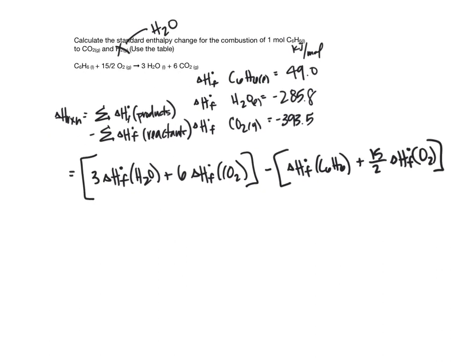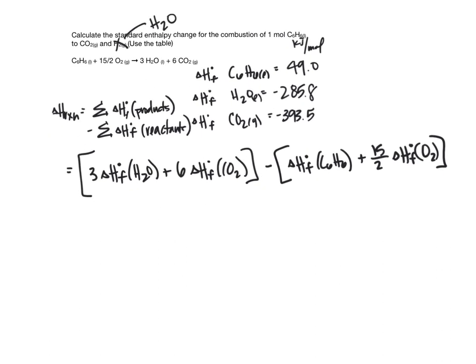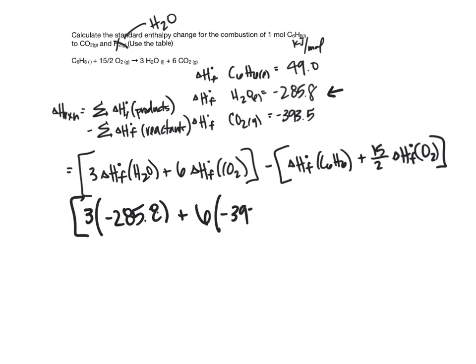So now we can start to plug this information in. The first thing we're going to do is look at the water. We can see that here in our table. So it's going to be 3 times negative 285.8 plus 6 times CO2, which is negative 393.5. Now we're going to subtract 1 times the delta H naught F of benzene, which is 49, plus 15 halves the delta H naught F of oxygen.